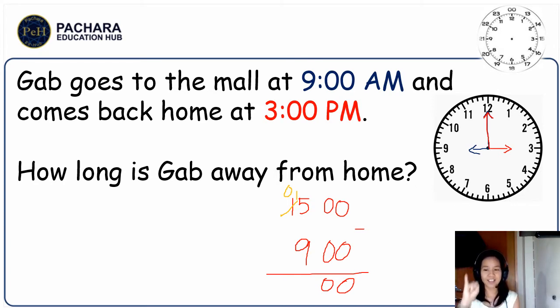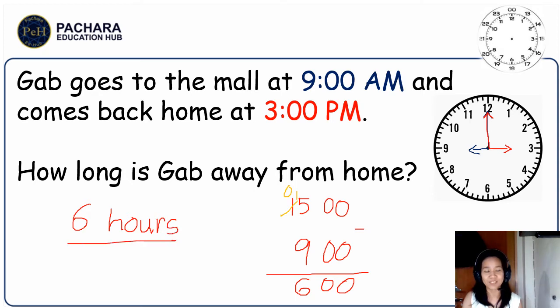9, 10, 11, 12, 13, 14, 15. Yes, 6. 1, 2, 3, 4, 5, 6. Okay, so 6. So it means 6 hours and 0 minutes. It means that Gab is away from home for 6 hours. Yes, so same. By counting, when we counted, we got 6 hours. When we subtract, we got the same time, 6 hours, right? Great. Did you get it?